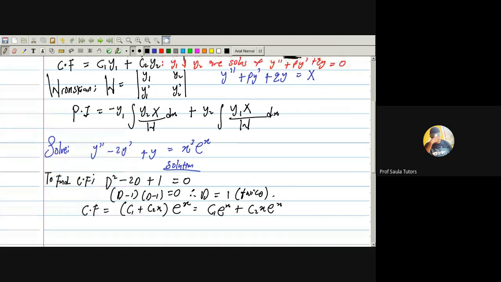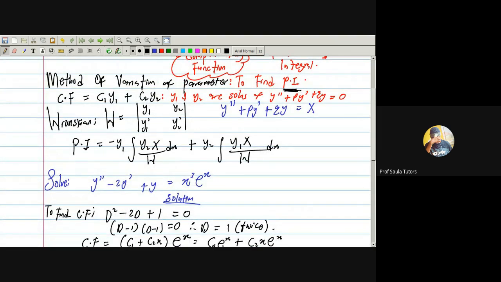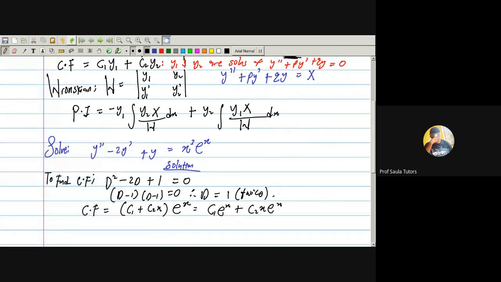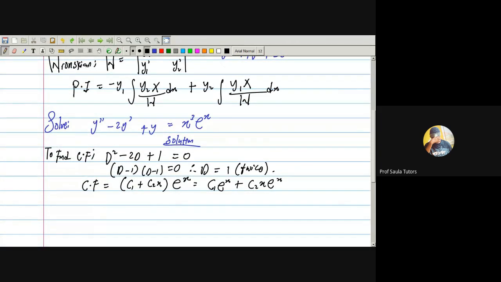Now from here, don't forget, look at what we have here now: C1y1, C2y2. So from here, what is my y1? What is my y2? Therefore I can say my y1 is equal to exponential x, and my y2 is equal to x exponential x. Do you see that? Nice. So how do we now find the particular integral? Before we find the particular integral, let's get our Wronskian.